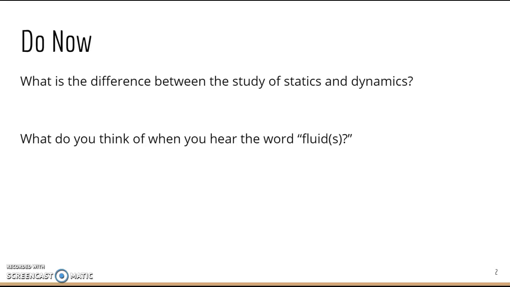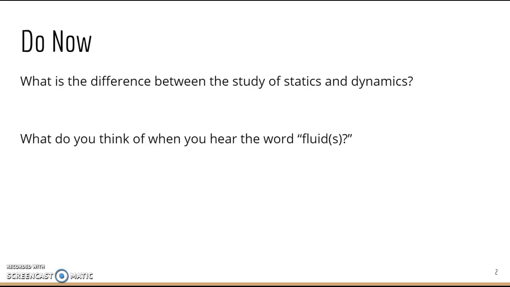All right, so hopefully you realize that the difference between statics and dynamics is that statics means still and dynamics means dealing with forces. So typically we're dealing with things accelerating. When it comes to fluids, and I'll define fluids in a moment, we'll be discussing both: how fluids behave when they're still, and how fluids behave when they're accelerating or dealing with forces.